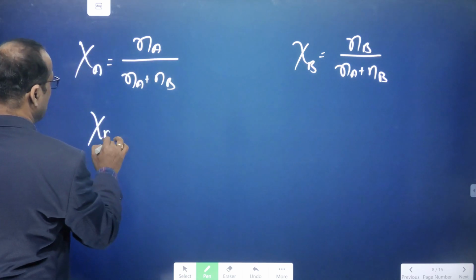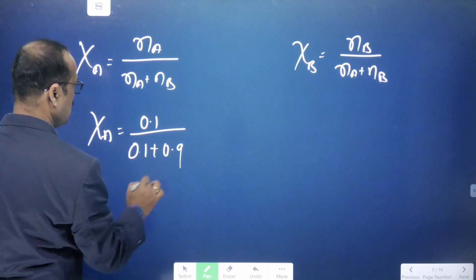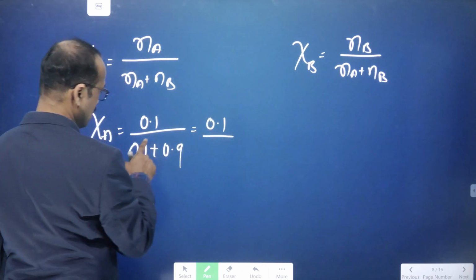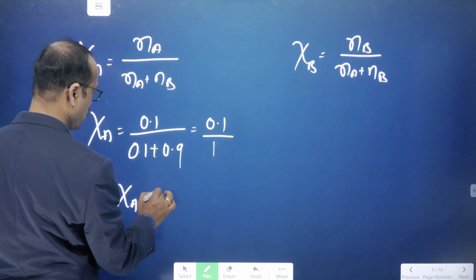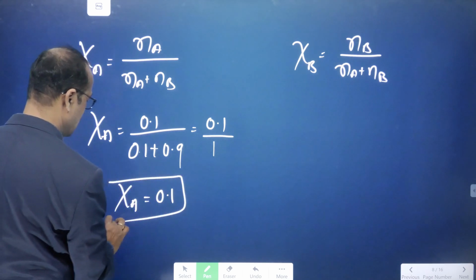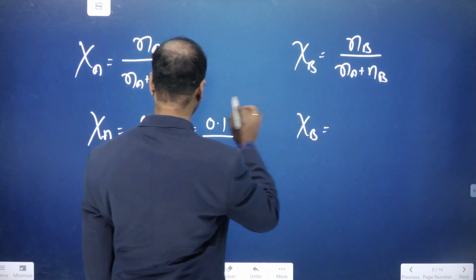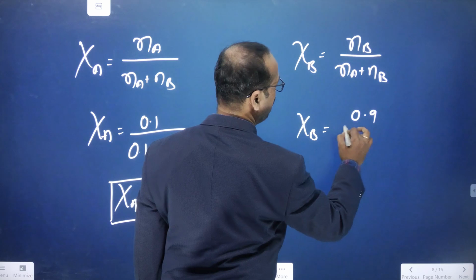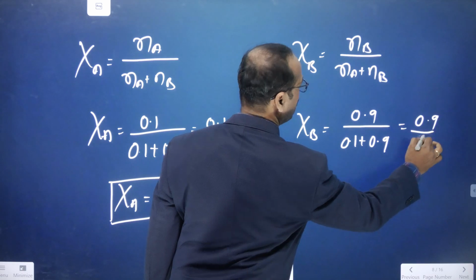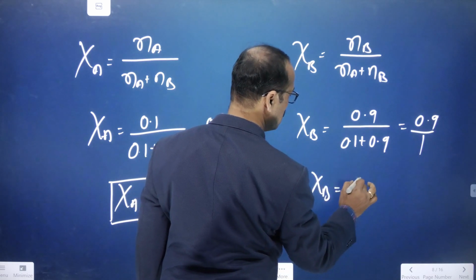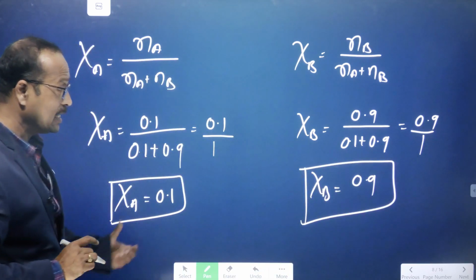Now mole fraction of solute is equal to 0.1 by 0.1 plus 0.9, so that is equal to 0.1 by 1. Therefore the mole fraction of solute is equal to 0.1. This is my answer. And here XB, the mole fraction of solvent, is equal to 0.9 by 0.1 plus 0.9, that is equal to 0.9 by 1. So XB is 0.9. This is my answer. Now I have solved the problem.